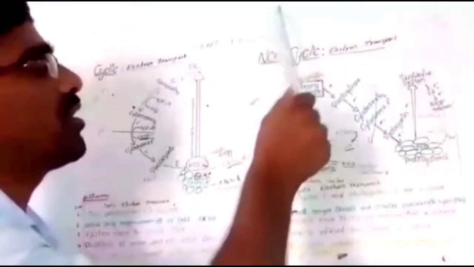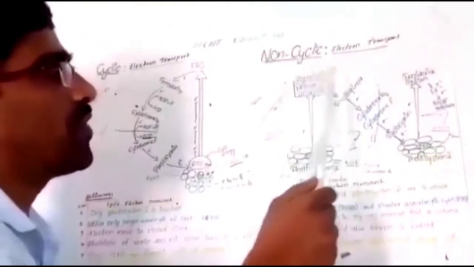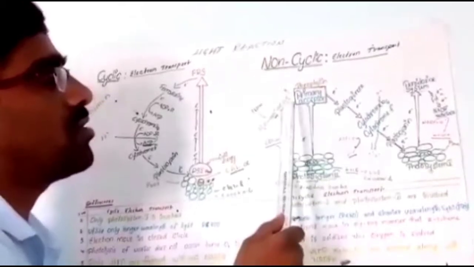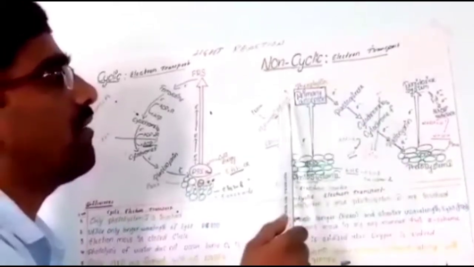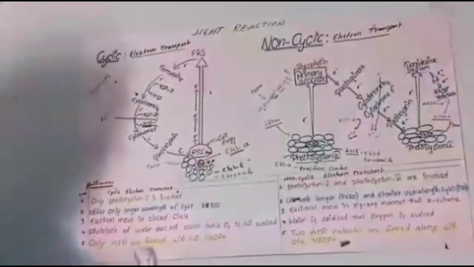Oxygen is liberated into the atmosphere. Protons move from high concentration to low concentration, which is used for the formation of ATP. These electrons also move through the electron acceptors. At last, electrons are handed over to NADP. Here, only ATP formation is possible.